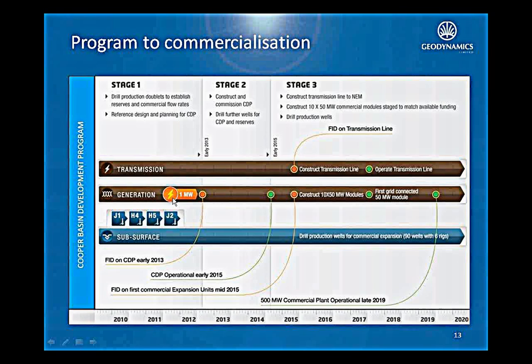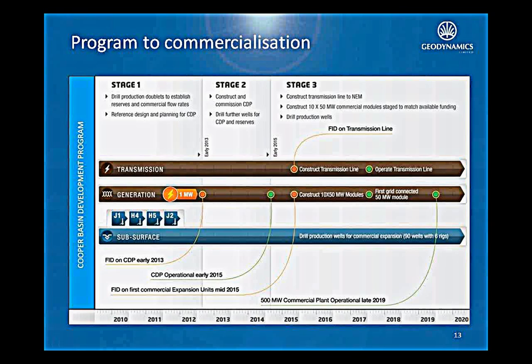You can see the program there is to commission the 1 megawatt plant towards the end of this year, early next year, and run that plant for a period of time to give us confidence that we are actually producing steady, reliable power. We do have a good understanding of the reservoir and the chemistry of what we're dealing with, and we do have those commercial flow rates. We'll then be in a position to drill out further production wells and construct the first demonstration plant, and we aim to have that in place in early 2015.